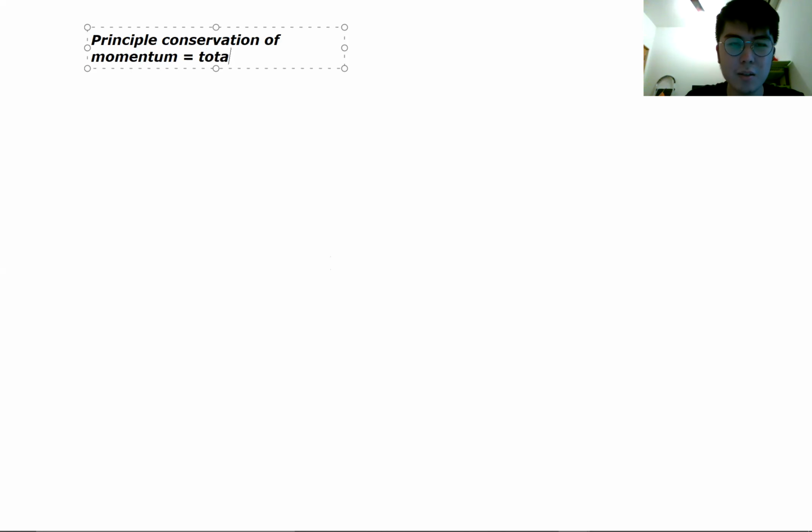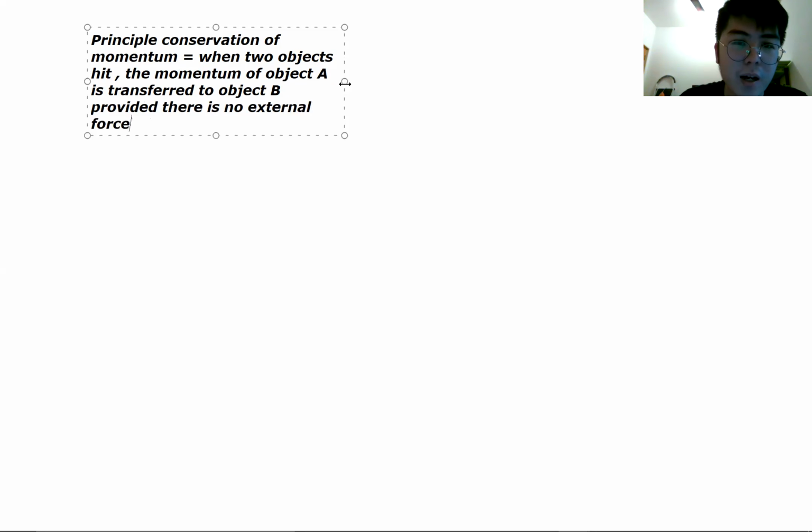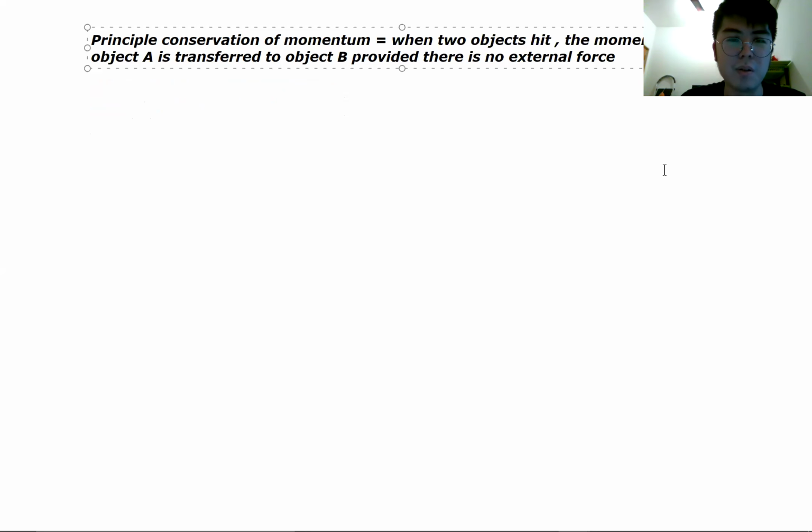Meaning that when two objects hit, the momentum of object A is transferred to object B, provided there is no external force. Okay, this is so far what we know about the principle of conservation of momentum.